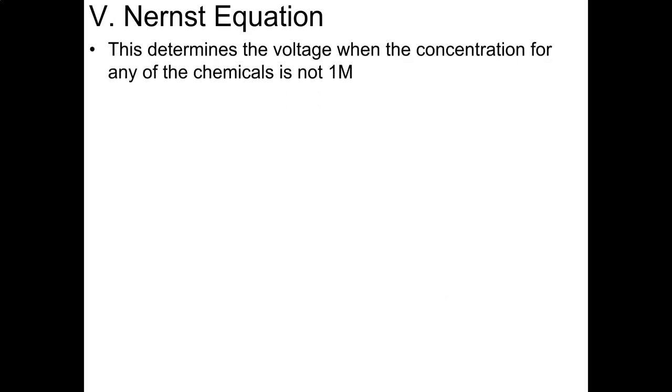All right, so what happens if your concentration is not 1 molar? The Nernst equation comes into play. This is the Nernst equation. Good news is, for the AP exam, you don't need to calculate this, but you still need to use the concept to explain why your voltage is going up or down. And I'm sure you know how to do that really easily.